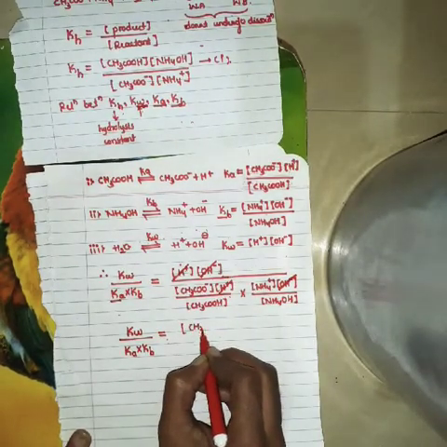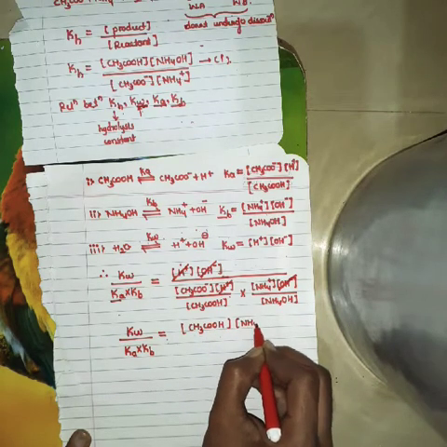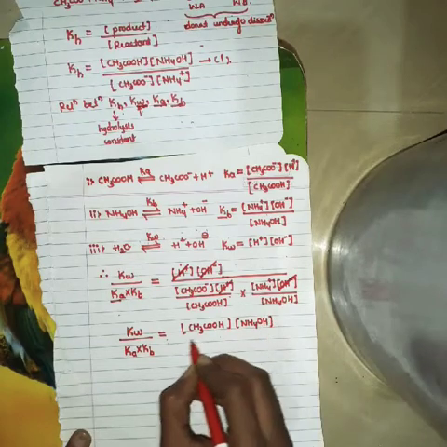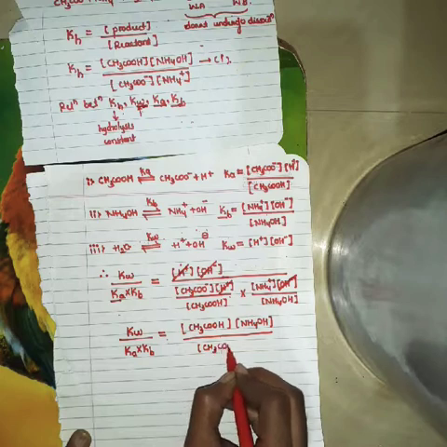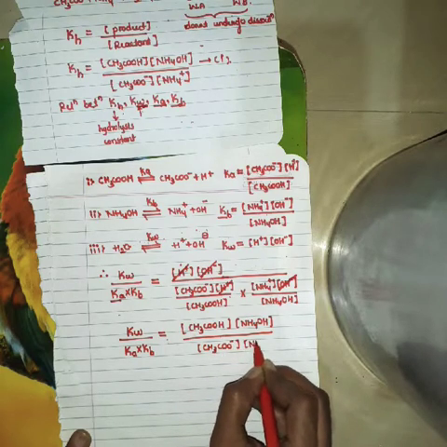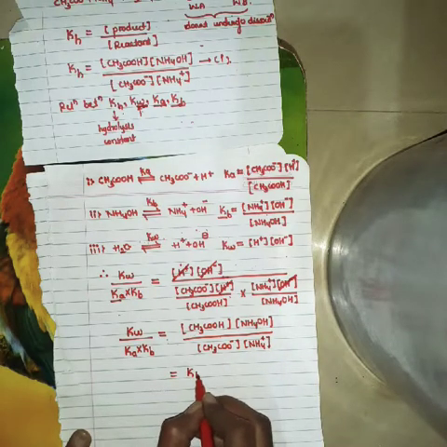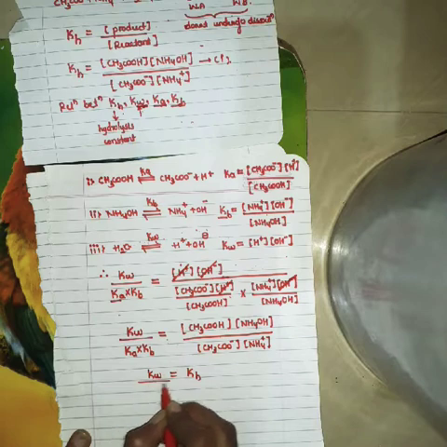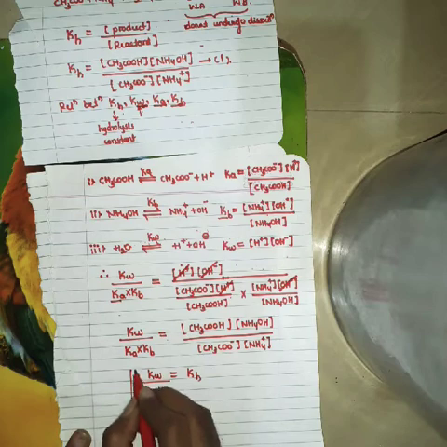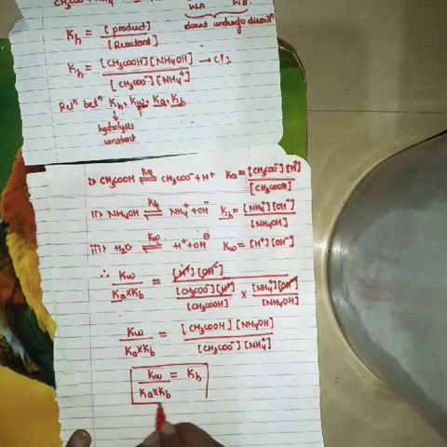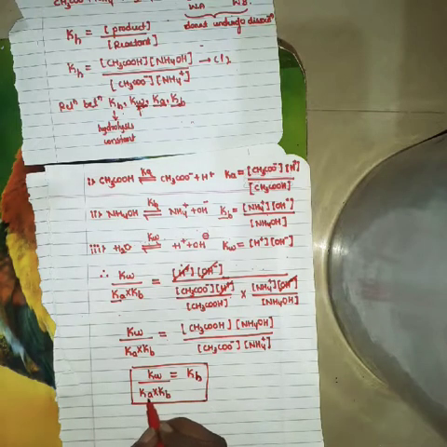Therefore, CH3COOH into NH4OH divided by CH3COO minus into NH4 plus becomes KH. See here, Kw divided by Ka into Kb is equal to KH. This is the relationship between KH, Kw, Ka and Kb.